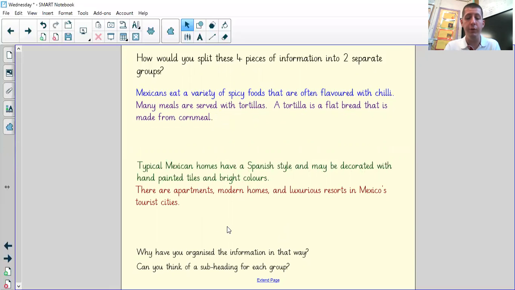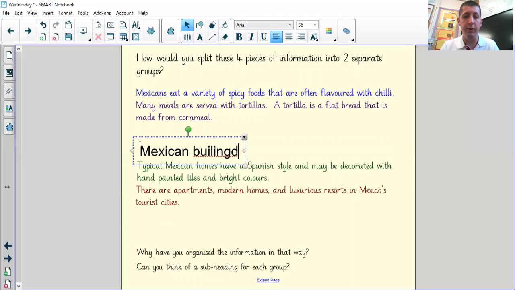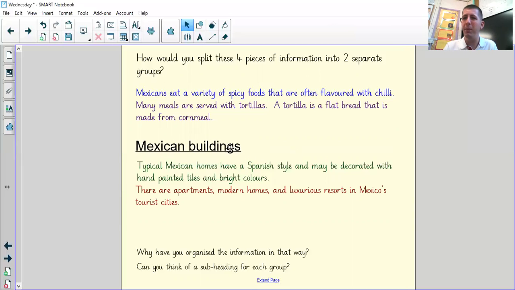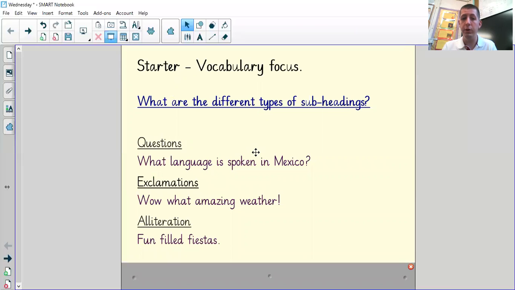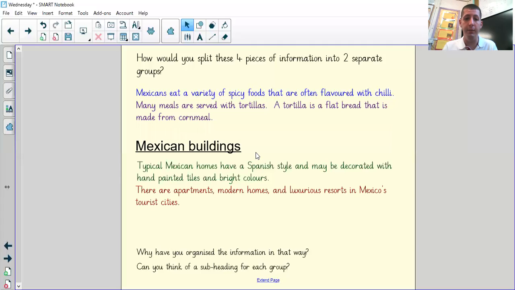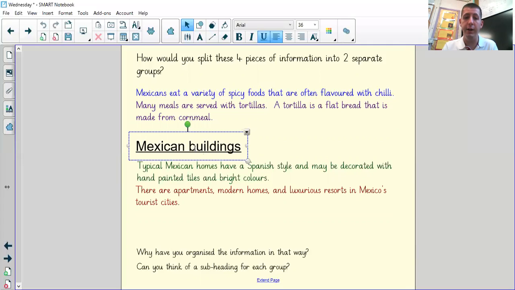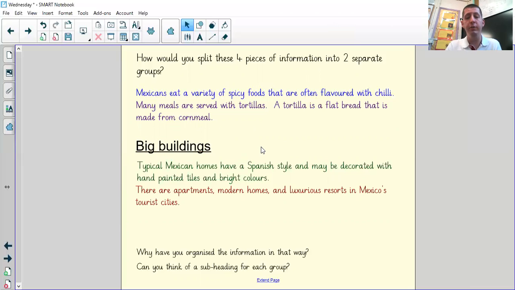But these sentences are nothing to do with food. They're to do with the types of buildings that can be found in Mexico. So if I wanted to do a subheading for this one here, I could just have Mexican, whoops, can't spell, Mexican buildings. And that could be my subheading. But remember, that's not very interesting, is it? We want to try and make it interesting by using maybe a question, an exclamation, or some alliteration in our subheading. So instead of just having Mexican buildings, I could have big buildings. That's alliteration. Now we know big's not the most exciting word, but I have used alliteration, so it does make it a bit more interesting than just buildings. Maybe you could think of a better one than me, and maybe let me know later on.